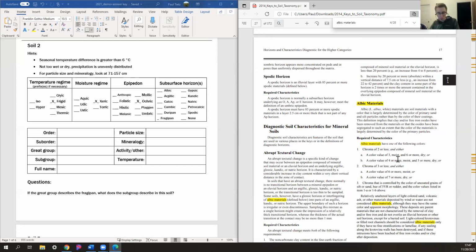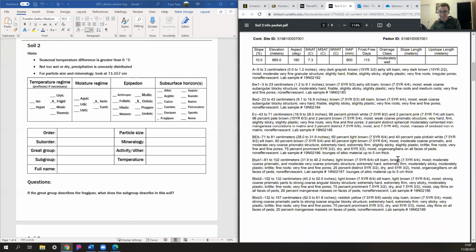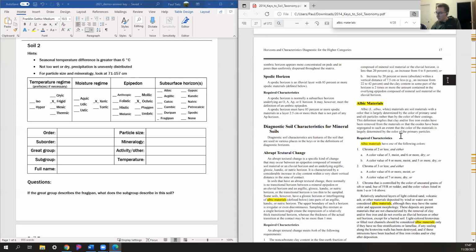So what is the color of our E horizon? That's the one I'm considering for albic. We have 98%, so greater than 85%, and 7.5 YR, 8, 2. That's a really high value, a really low chroma. So this means we're on the top left of the color page. It's really pale white. We saw that in the picture. That's kind of what we expect for E horizons. So we fit the color requirements of the albic materials.